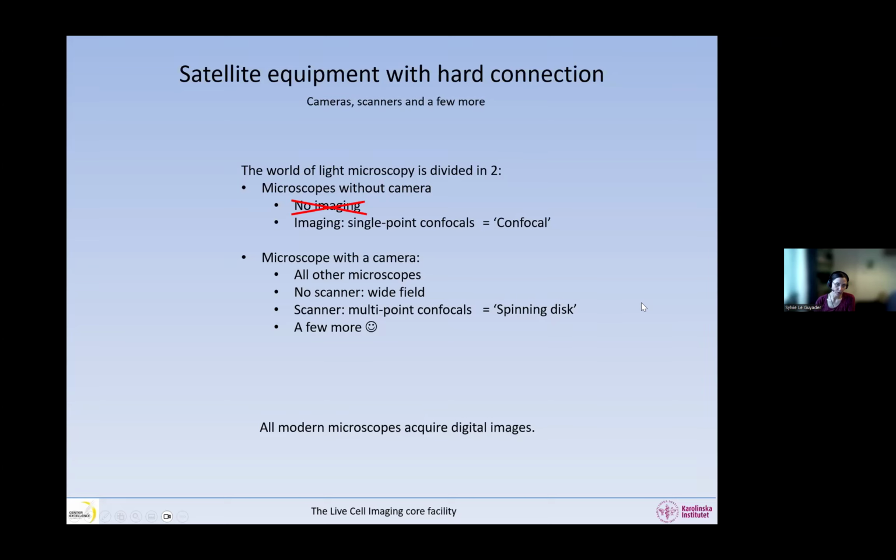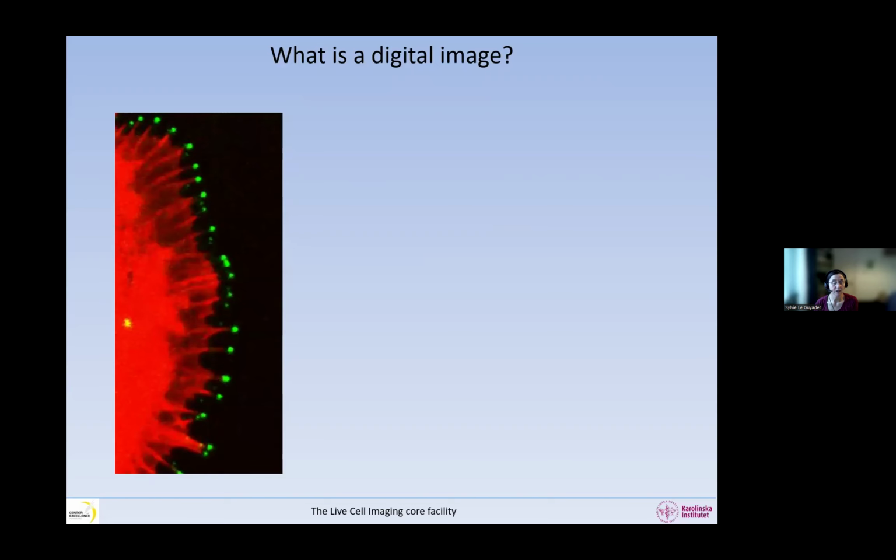So all modern microscopes acquire digital images. And so we are going to have a tiny introduction, let's say, to digital images now so that we can understand how we acquire our images. So what is a digital image? A digital image is a matrix of picture elements. This is where pixels come from: picture elements. So the little blocks that make a picture are pixels.